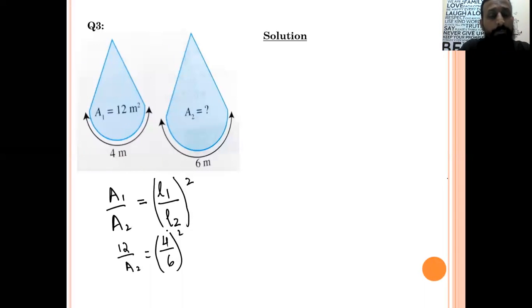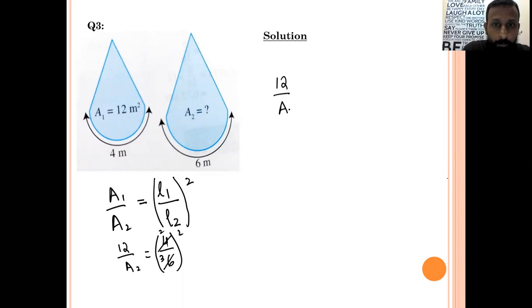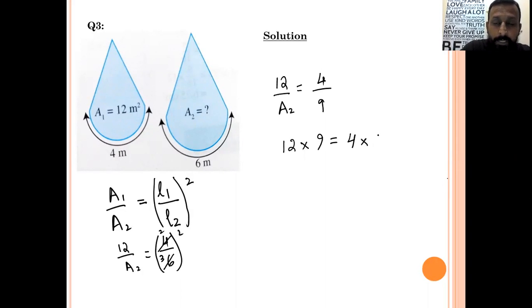Now you can simplify this. 2 2s are 4, 2 3s are 6. So finally you can simplify it. 12 upon A2 equals, the square of 2 is 4 and the square of 3 is 9. So boys and girls, you can cross multiply. 12 multiplied by 9 is equal to 4 multiplied by A2.